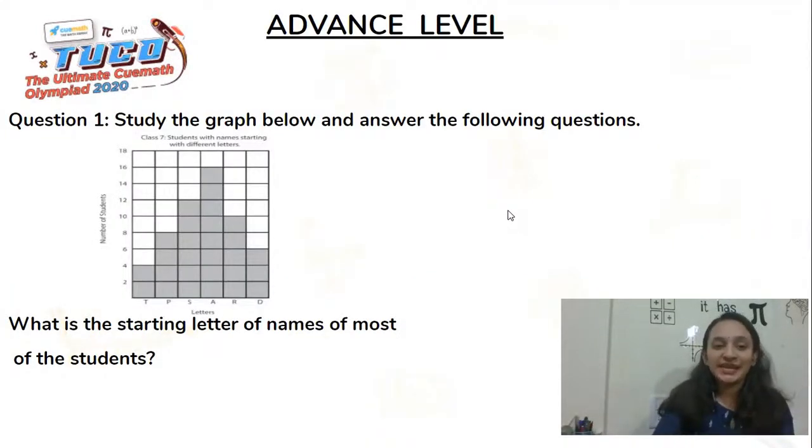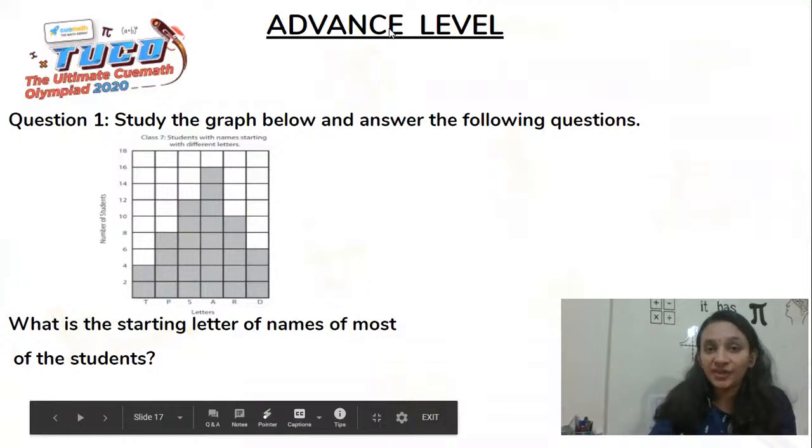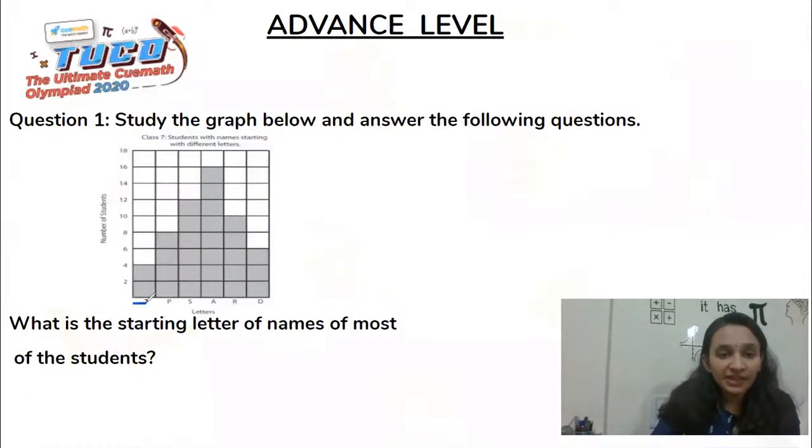The first question says, study the graph below and answer the following questions. Now it says, what is the starting letter of names of most of the students? Here you see a bar graph with letters listed on the horizontal axis: T, P, S, A, R, and D. If it's not very visible to you, let me quickly write that up for you. So here we have T, this is P, S, A, R, and D.